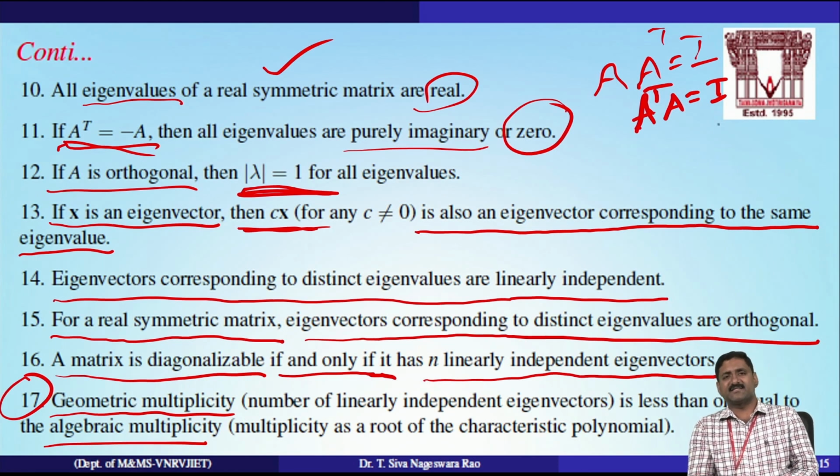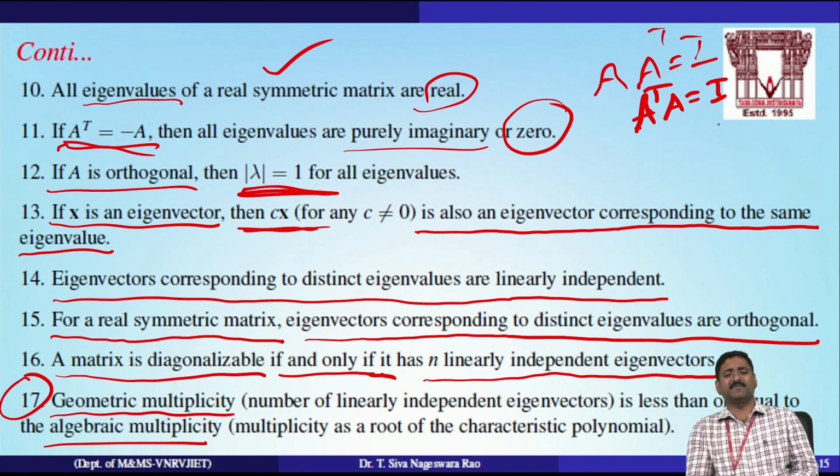Assume that I am given matrix capital A whose eigenvalues are 1, 1, 2. Now what is the algebraic multiplicity of 1? 2. Why? Because it is repeated twice. What is the algebraic multiplicity of 2? 1. Why? Because it is repeated only one time. This is what algebraic multiplicity is: the number of times the eigenvalue is repeated.